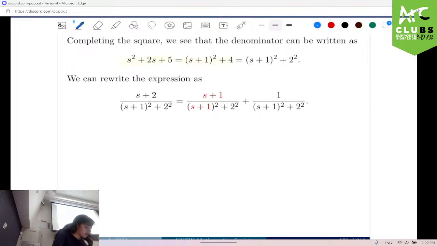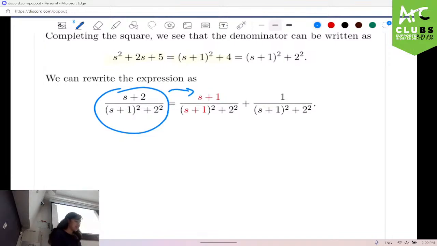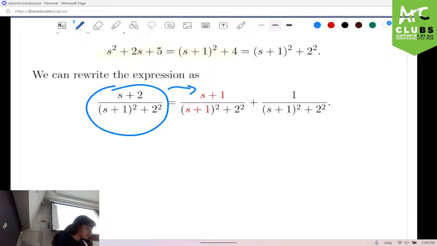So that way, what we can do is rewrite this expression like that, because we saw that it's s plus 1 squared, we want to rewrite it in a form that's a lot easier for us to do the inverse of. So essentially, s plus 2 is s plus 1 plus 1. Because it's a numerator, we can split it up, and we get this. So now let's try to find the Laplace inverse of all of this.